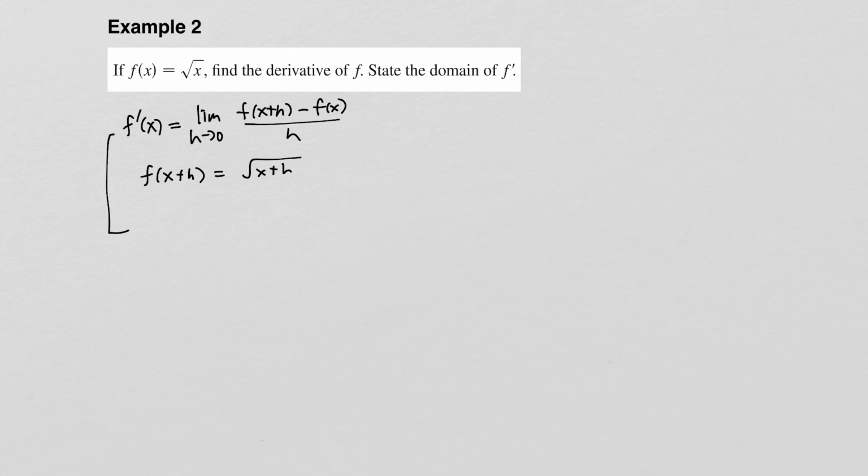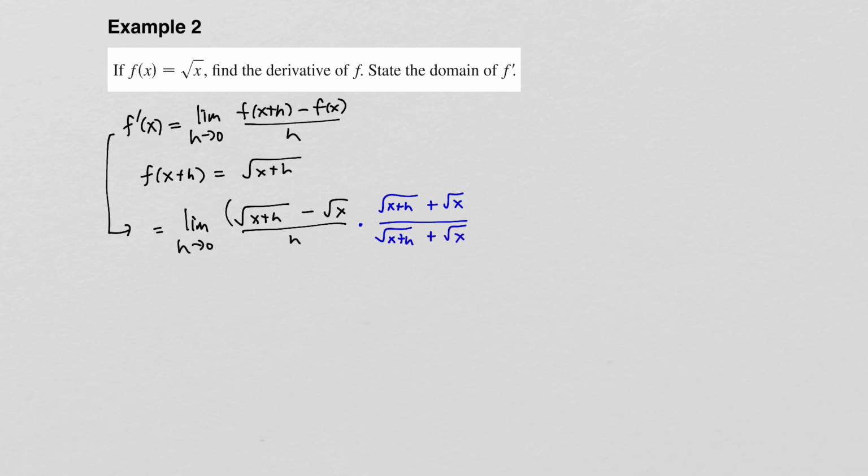And so our derivative becomes the limit h goes to 0 square root of x plus h minus f of x, which is the square root of x, divided by h. And now if you let h be 0, of course you will get 0 divided by 0. So we need to multiply this by the conjugate of the numerator. And the conjugate is the square root of x plus h plus the square root of x. We do that to the top and to the bottom, just like we've done in previous lessons.